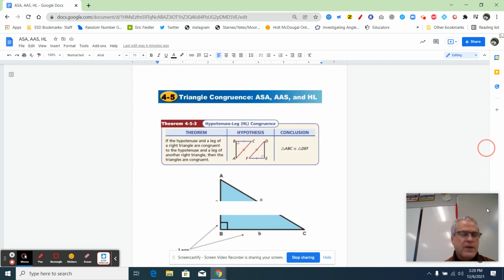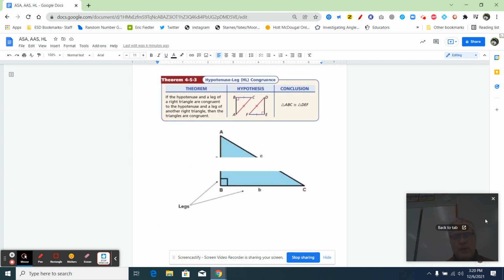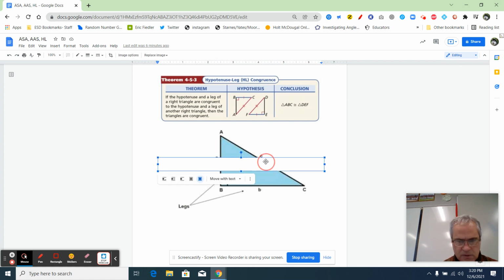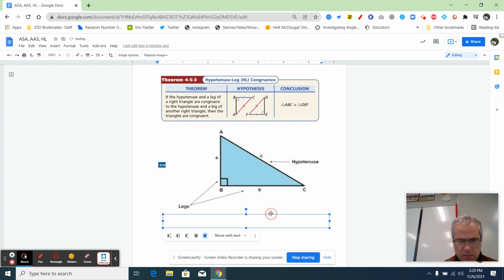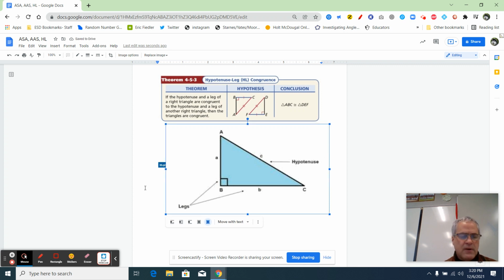The fifth one total, the third one today, is called the HL congruence theorem, hypotenuse leg. Now, this one only works if you are given a right triangle. And I notice I have a little distortion here in my picture, which is bothering me. There, that fixed it. Okay. You have to be given a right triangle.